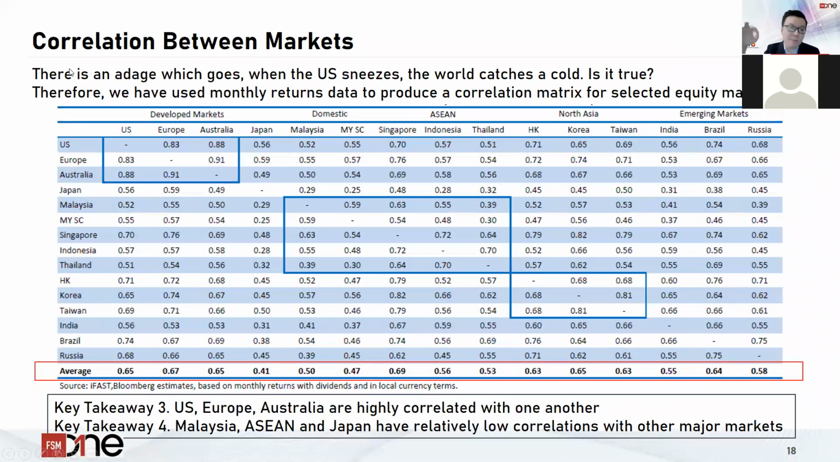Next, we deep dive further into individual markets. We split the developed markets into US, Europe, Australia, Japan, domestic Malaysia, and broad market and small cap market, ASEAN, North Asia, and emerging markets.